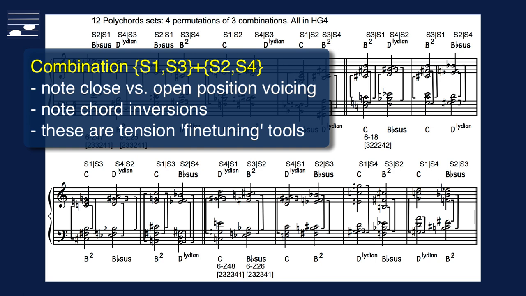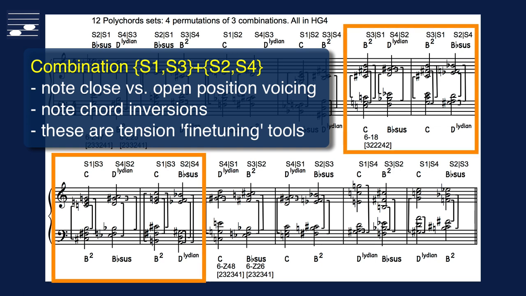Next, we listen to the polychord permutations for combination 2. Note the use of close and open voicing and the use of triad inversion, which are tools for fine-tuning the chord tension.